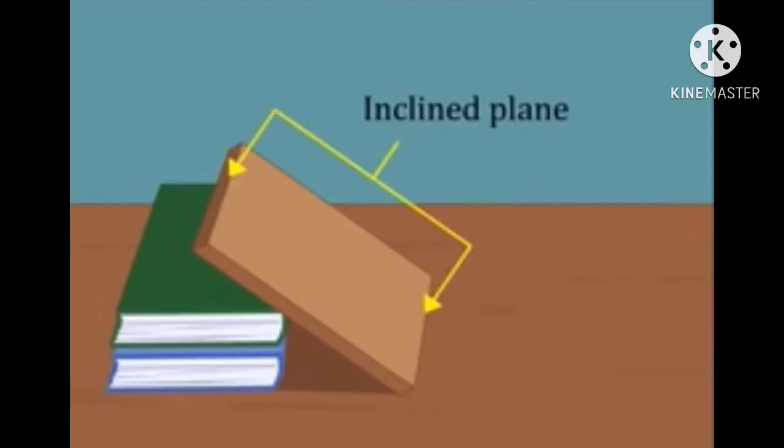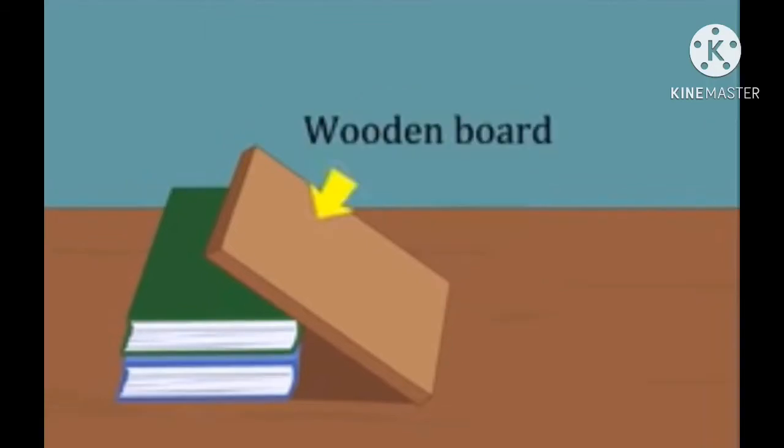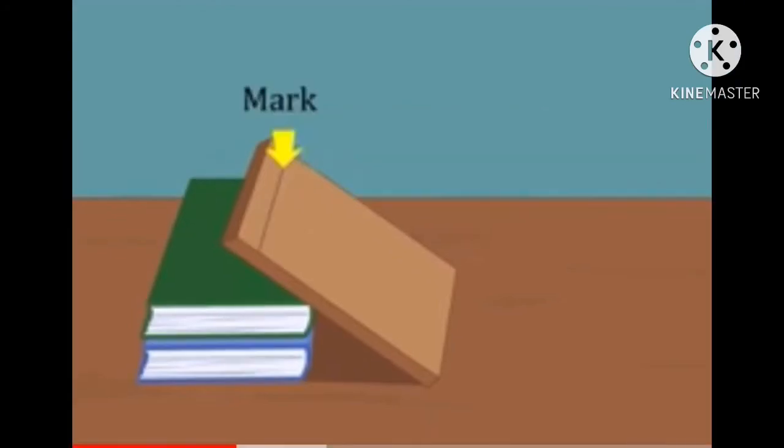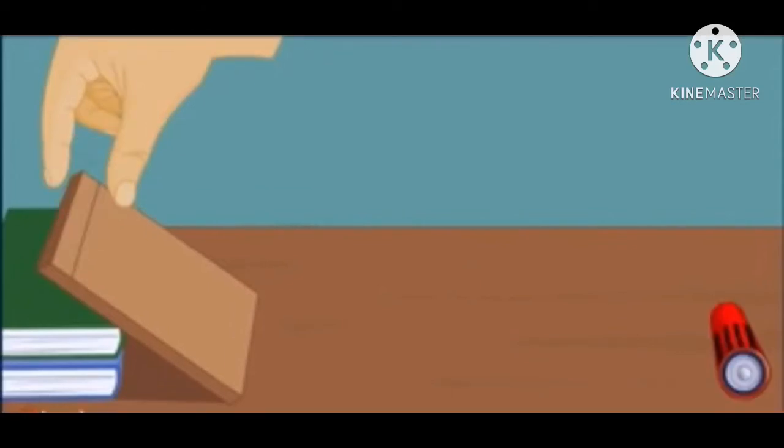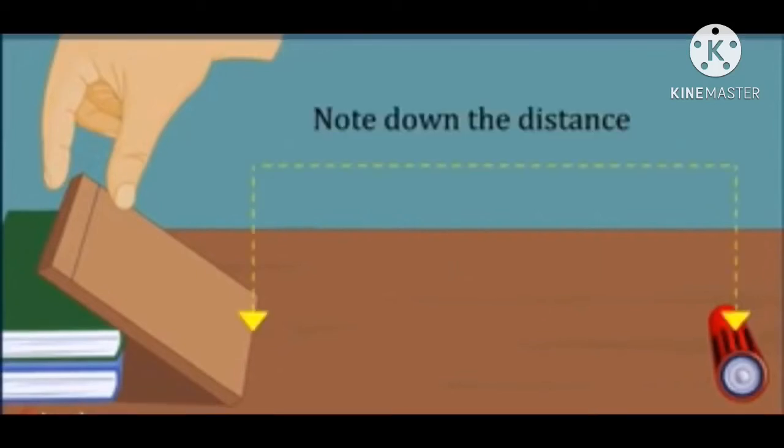Make an inclined plane on a smooth floor or on a table. You may use a wooden board supported by bricks or books. Put a mark with a pen at any point A on the inclined plane. Now let a pencil cell move down from this point. We can see that the pencil cell reaches a particular point and then stops. Now note down the distance.